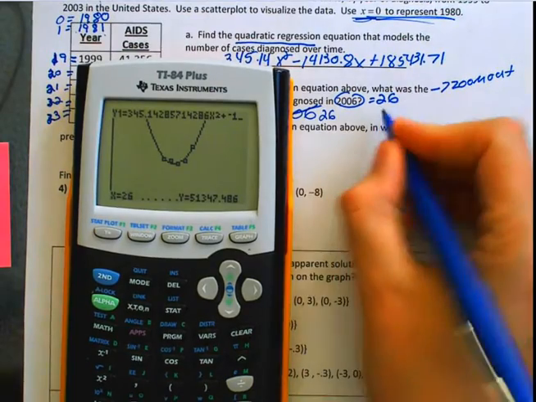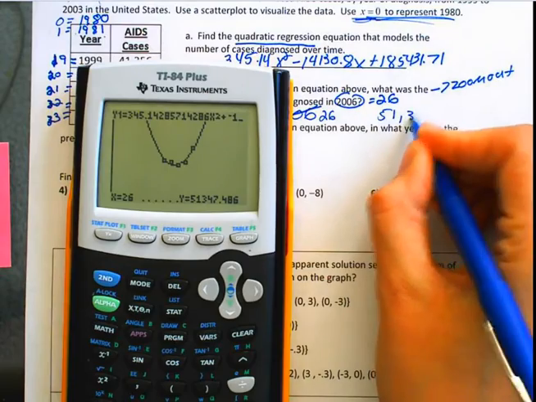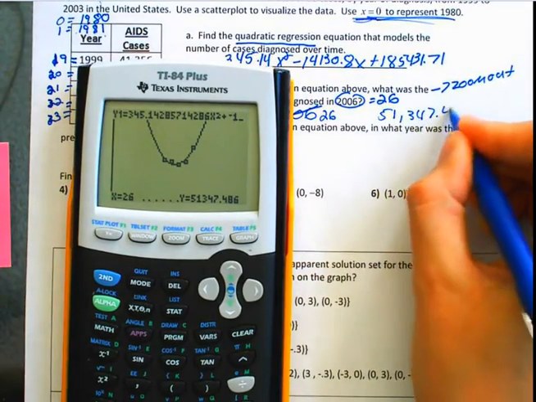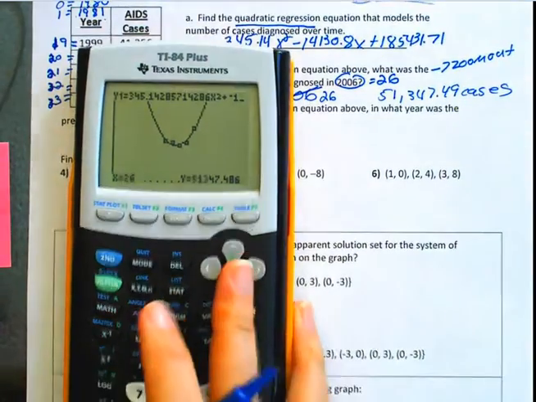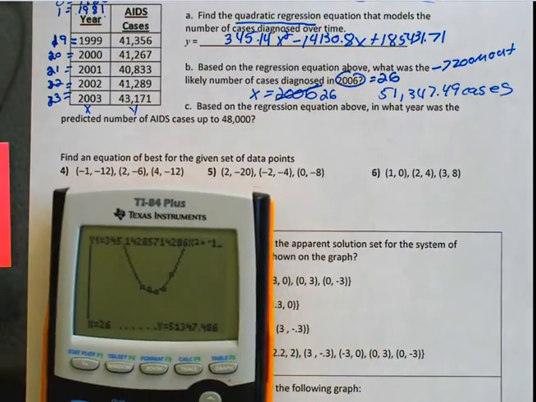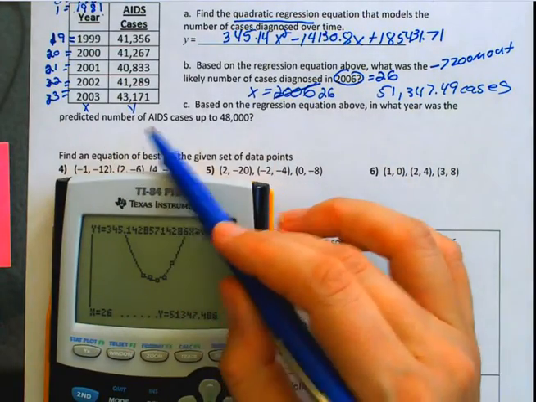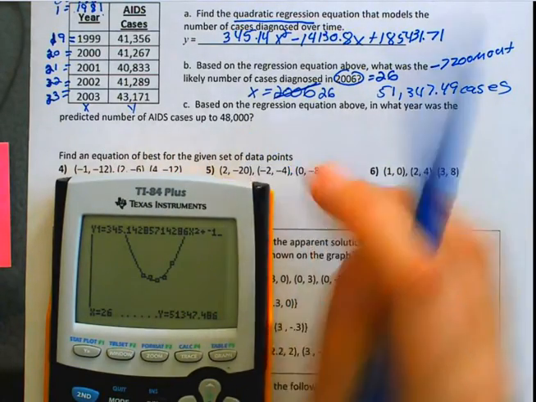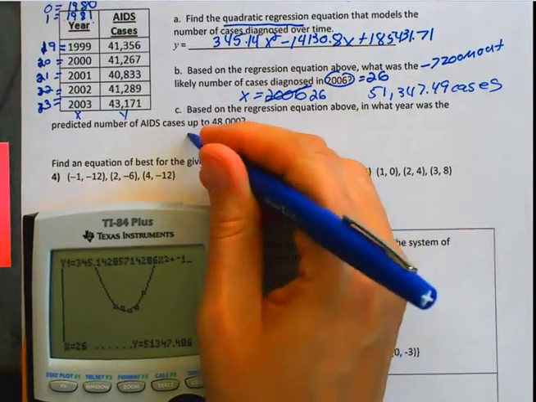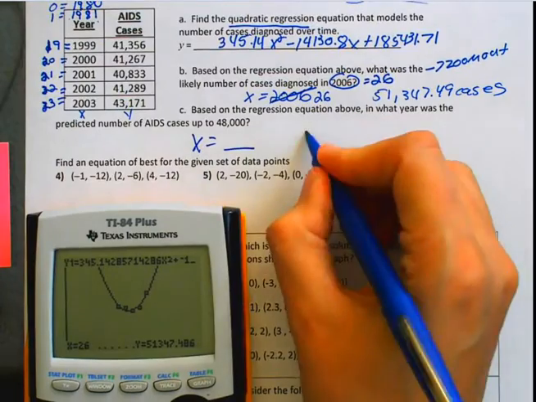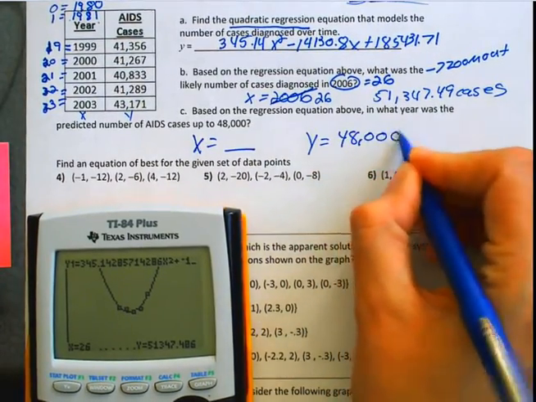So there were 51,347.49 estimated cases. All right, and then based on the regression equation, in what year was the predicted number of AIDS cases 48,000? Okay, so this time they're looking for X, and they tell you that Y is 48,000.